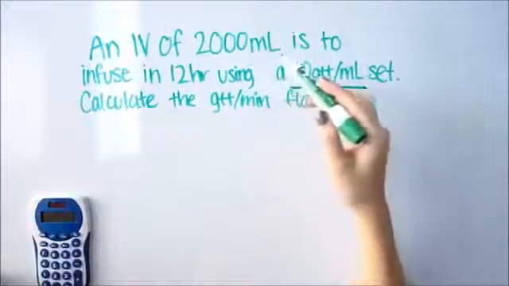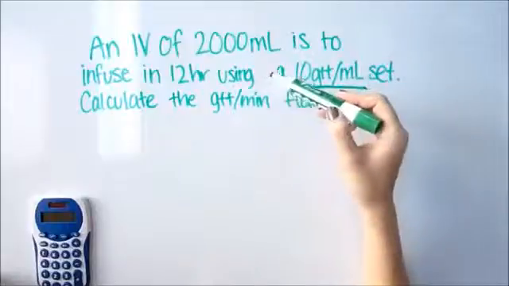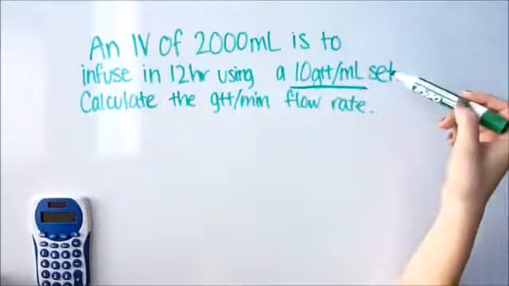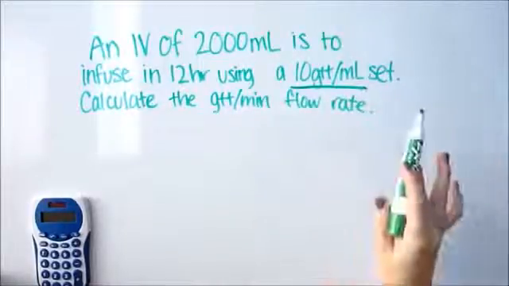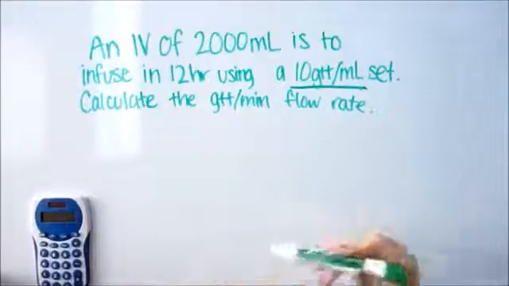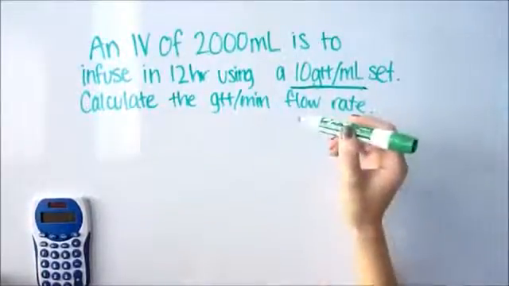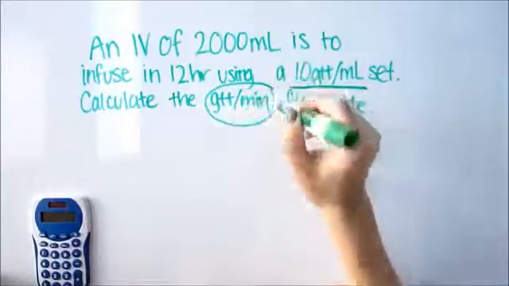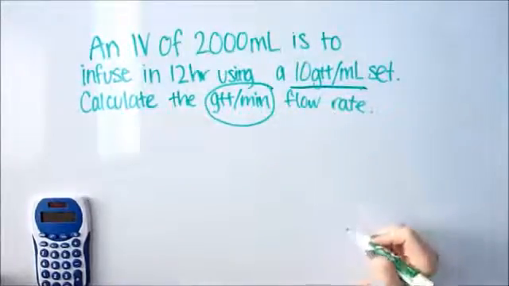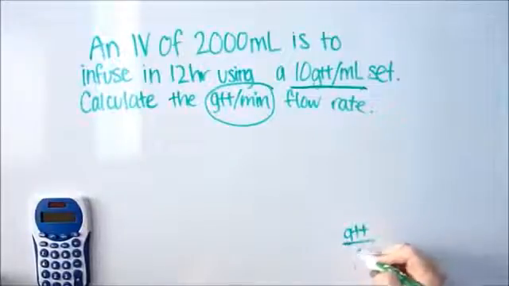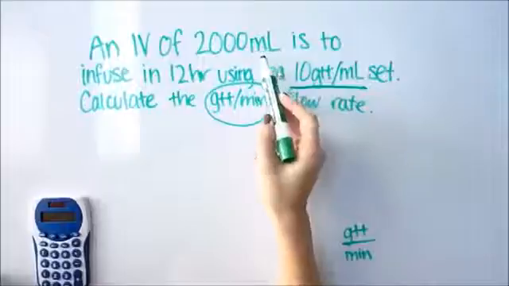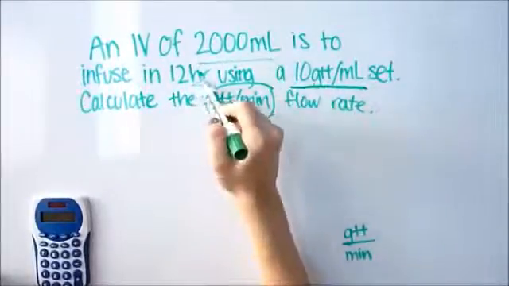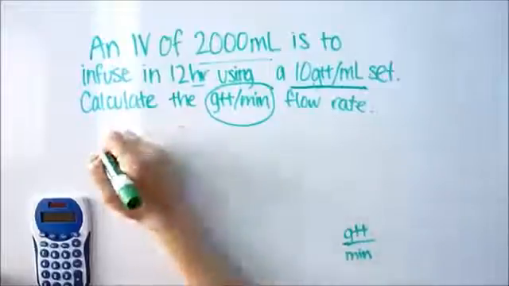An IV of 2,000 ml is to infuse in 12 hours using a 10 gtt per ml set. Calculate the gtt per minute flow rate. Before going on with the steps, what are we looking at here? We're looking at gtt per minute. That's what we're trying to find, so I'm going to write down gtt per minute, which is basically drops per minute. My next step is figuring out how many mLs we are infusing in just 1 hour. So let's do that first.